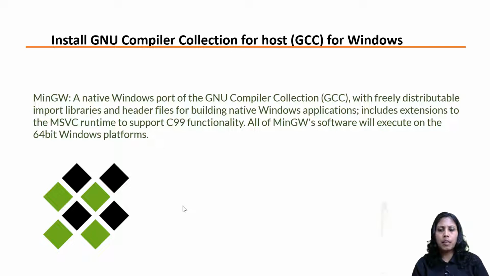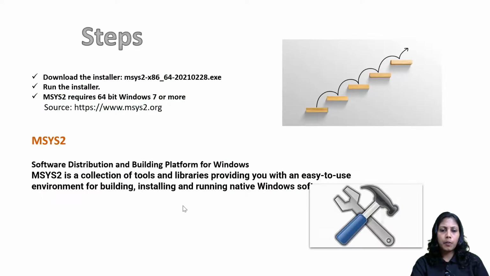So that's a usage, and let's get into the process right now. Okay, so first we will be installing MinGW. Then after that we will be installing one more thing, MSYS2. MSYS2 is a software distribution and building platform for Windows. Basically, MSYS2 is a collection of tools and libraries that provides an easy to use environment for building, installing, and running.